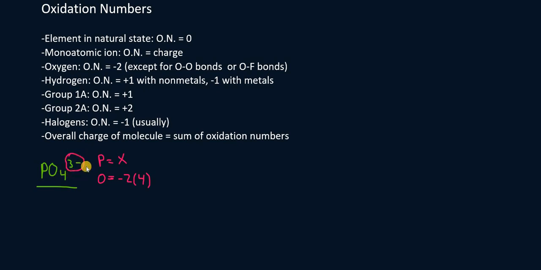Anyway, what I was just saying was the charge in this case is -3, so that's what we'll set our equation equal to. So set it up like that, and make sure you set it equal to -3, which is our overall charge. And you can probably just do this in your head, right? Add 8 to the other side. X is equal to +5. So +5 is going to be the oxidation number on phosphorus.